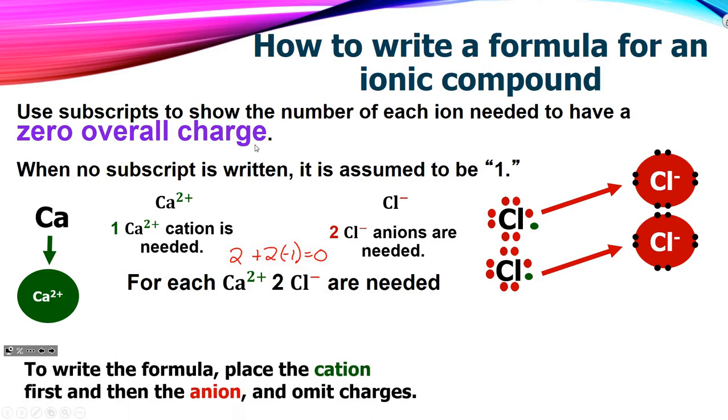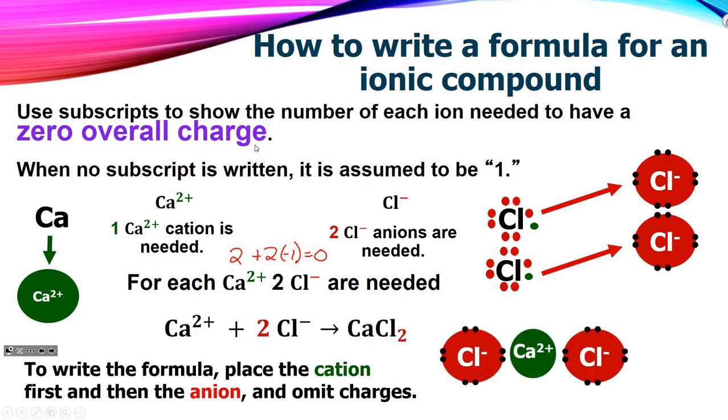Now, to say that, we need to be able to write the formula. Always positive first. Okay? So if you've got bad news and good news to tell somebody, always tell them the positive first. Okay? They're in a better mood. You put it together like this. So 1 calcium, 2 chlorines. And that's how we would write the formula. We would also show it something like this graphically, where they're attracted.